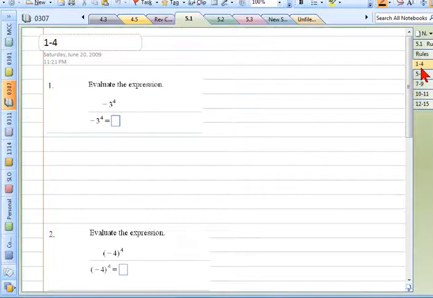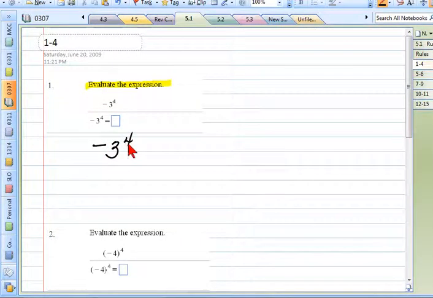All right, the questions. These are the questions from my math lab. I'll rewrite those. All right, the first one. I'm going to emphasize instructions: it says to evaluate the expression. So I'm supposed to find a value for this. And I have negative 3 to the 4th power.